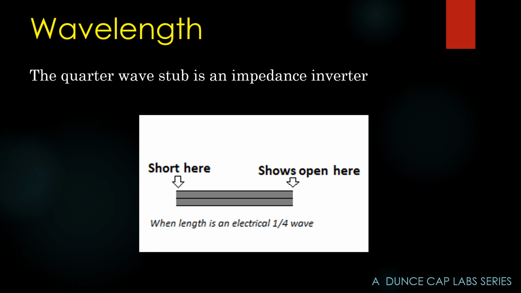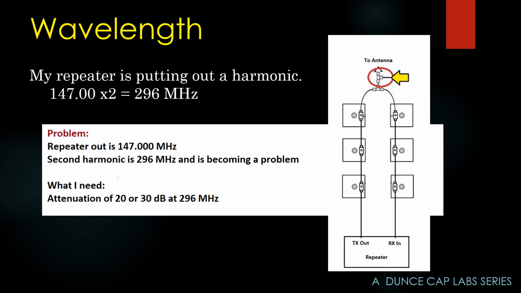So with that knowledge in mind, if I took an open-ended quarter wave stub and shoved it into an extra T connector, you see I've got a yellow arrow pointing at it, with the right-hand end of the coax open, the left-hand end will show a short if the cable is cut to a quarter wave at 296 megahertz. This will knock my little 296 megahertz interfering signal down considerably. Later, I'll show you how to measure how much it will knock it down.